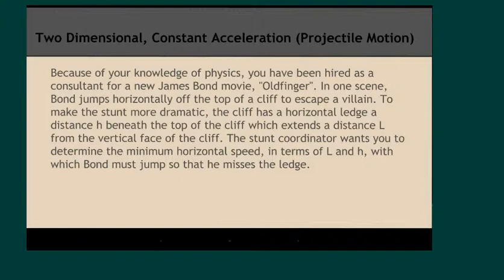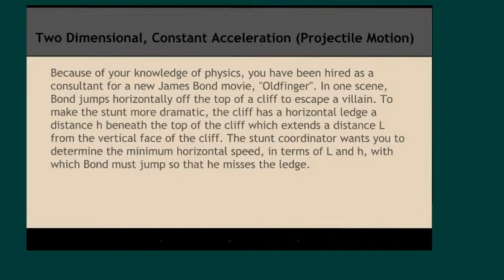So here we have a situation where we have a projectile moving off the top of a cliff, and its initial velocity is going to be perfectly horizontal. And we want to know the least amount of horizontal speed that James Bond is going to need so that by the time he falls a distance h from the edge of the cliff, he has moved L meters away from the cliff so that he clears the ledge below.